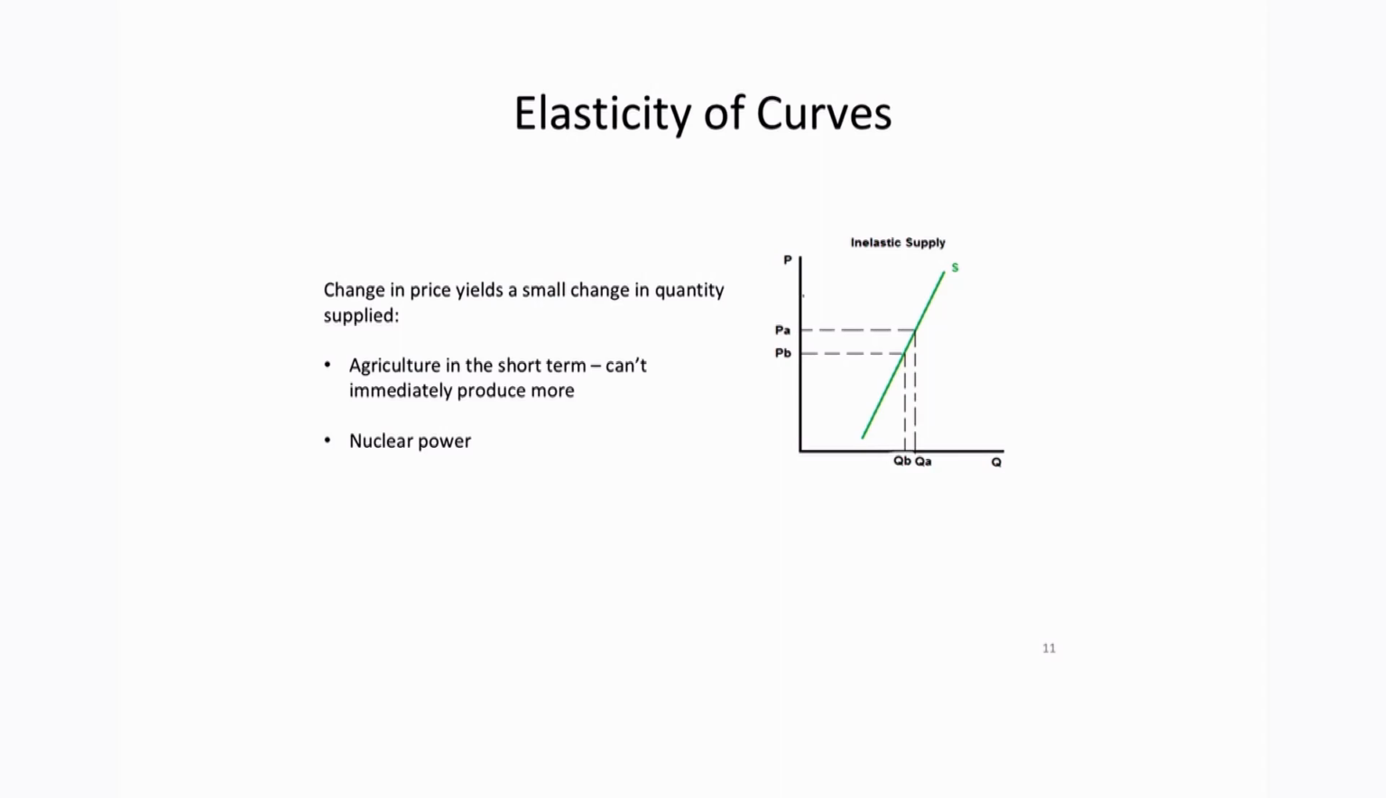In inelastic supply, we can see that a small change or any change in the price corresponds to a very small change in quantity supplied, so that the change in the price is going to be greater than the change in the quantity supplied. So these are goods where it's difficult for the producer to change the total quantity that they are producing simply because the price has changed.